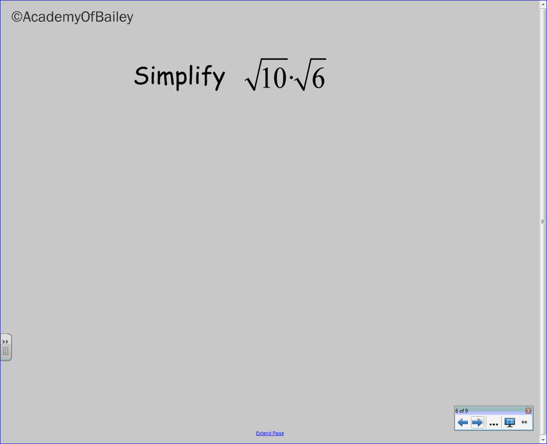How about trying this one on your own? Two ways to do this. You could either start out with the square root of 60, or I would probably break it down. Okay, let's go 10. 10 breaks down into, like we said before, 5 times 2. Now, what does 6 break down to? Square root of 6. So that's going to be 2 times 3.